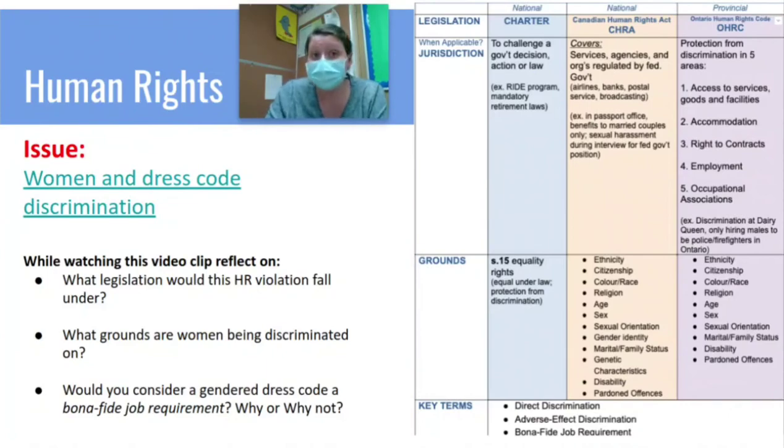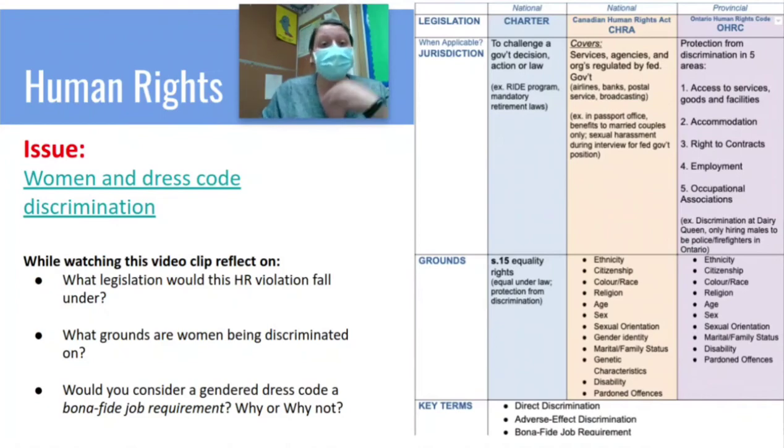So this would not be considered a bona fide job requirement. It's not necessary for their job, and more specifically, it's not the same for everyone. Remember the example I gave, pilots? All pilots have to be able to see well. It doesn't matter about any of the other grounds that define them differently. That's a very clear example of a bona fide job requirement.